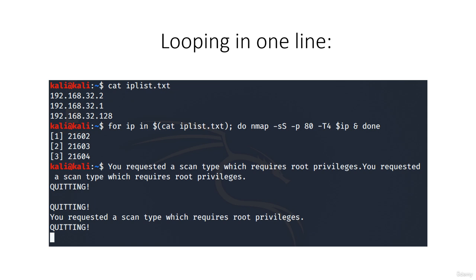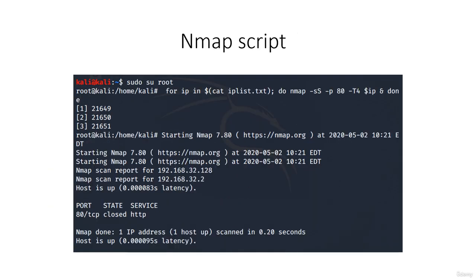However, the script requires root privilege. Now in here, as you can see, -p means the port, -ss means stealth scan, and -t4 means the scan speed, and the t4 speed ranges from 0 for slow and stealthy to 5, which is fast.